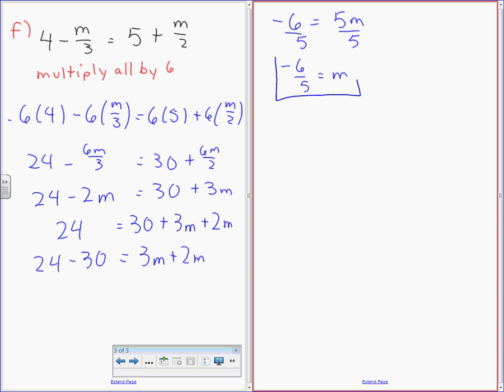Now, there will be someone in this class that's going to say that's negative 1.2. Noah, I know I'm keeping on bugging you. Don't be that person, okay?